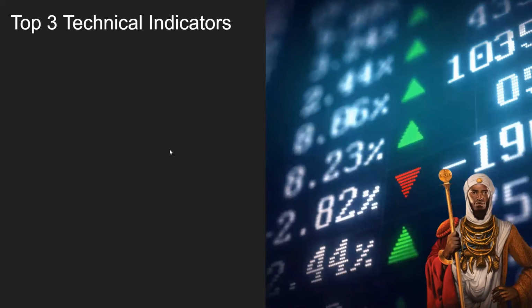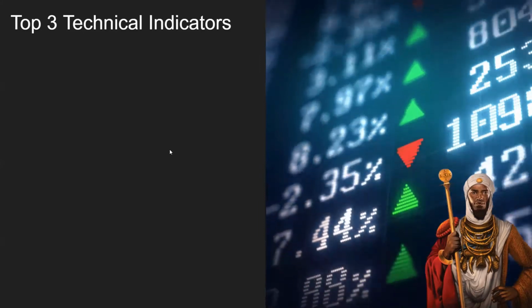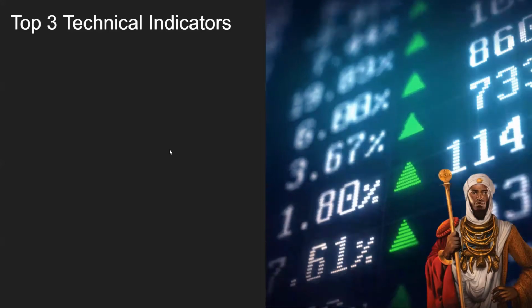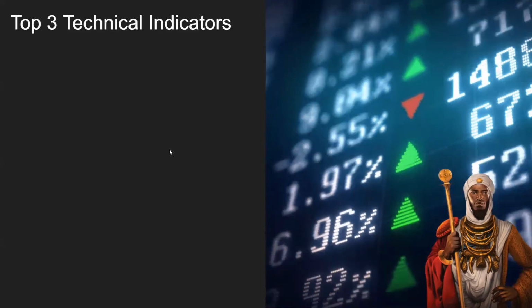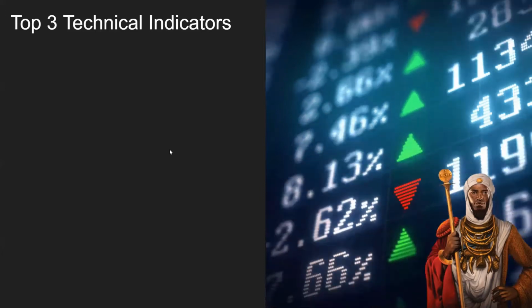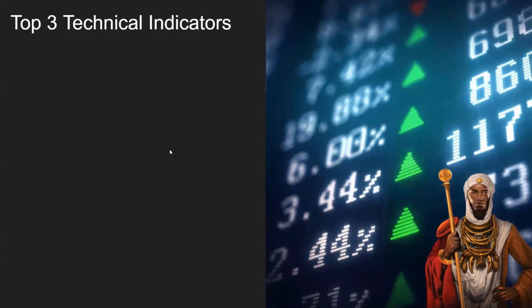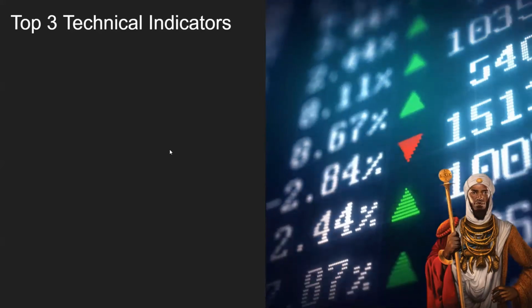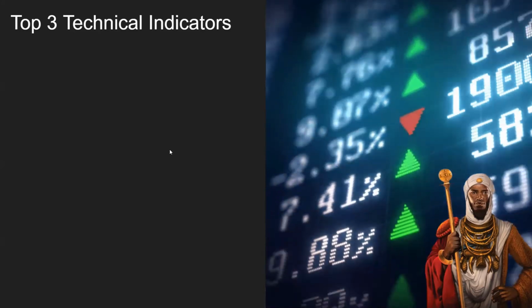Now before I start, it's important for you to understand what technical analysis is and what the indicators are. Technical analysis is basically looking at a stock's price movement history, and by understanding that history you can use tools called technical indicators that can help you determine further price movement and price action.